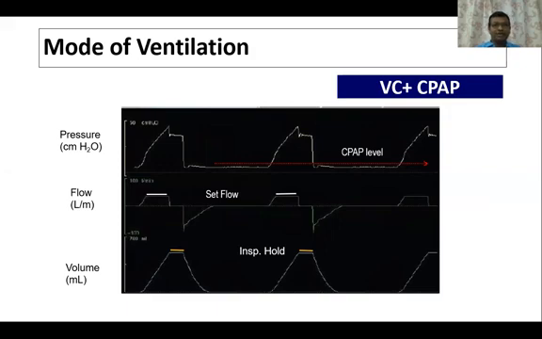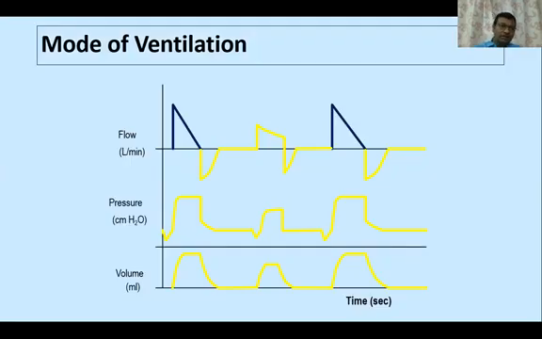Now look at this waveform. Again, you have flow, pressure, and volume. Now the pressure waveform is square shape. So this is nothing but a pressure mode. So the first question, the answer is that it is a pressure mode.